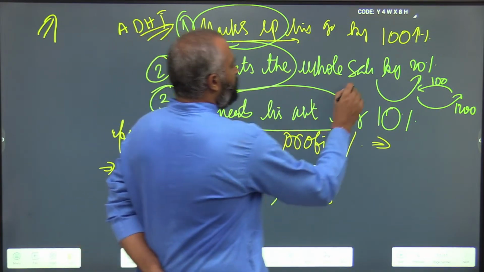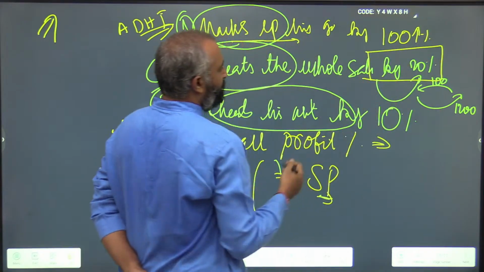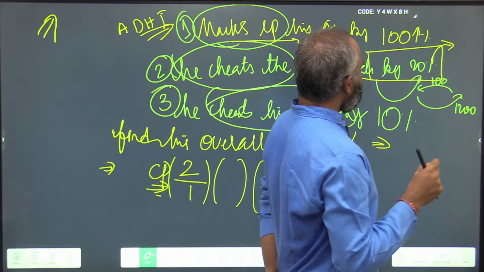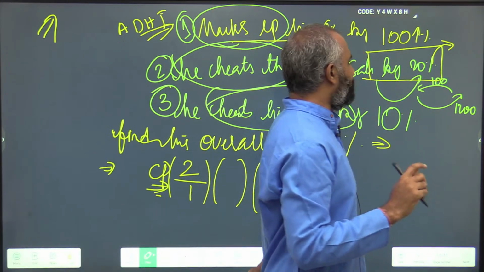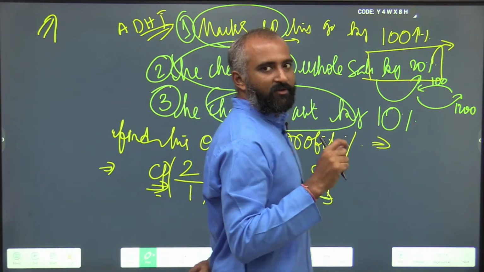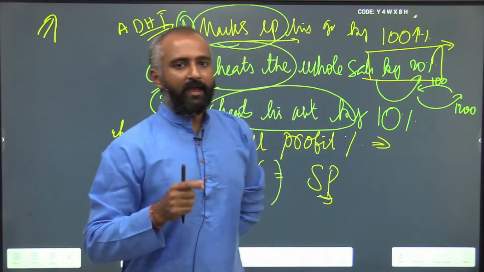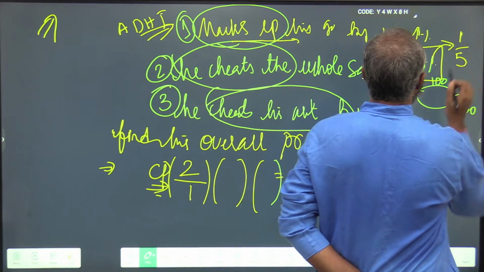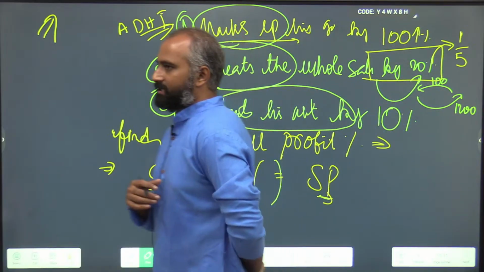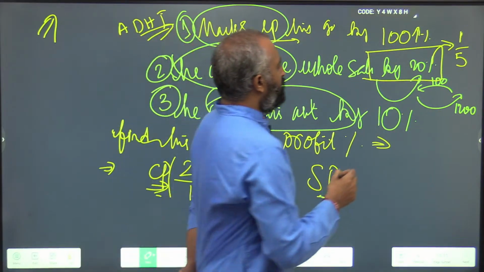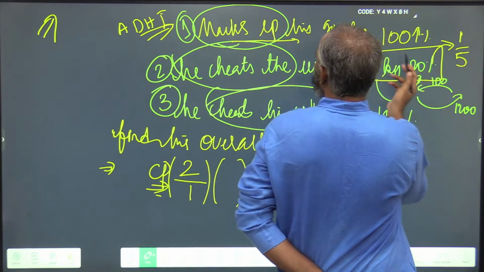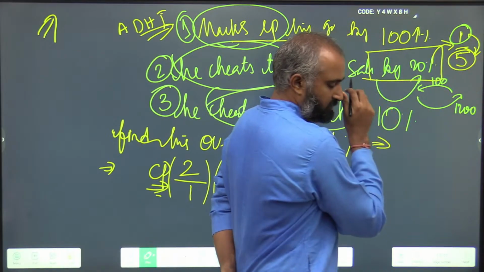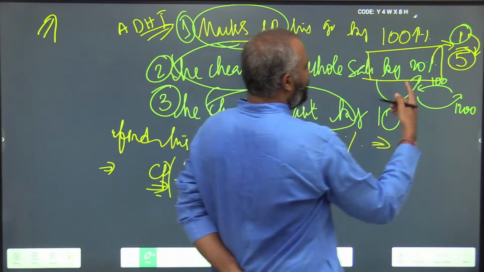Next, he cheats the wholesaler by 20%. What is 20%? I have been focusing on this from the first session itself. Always be dynamic when you deal with percentages. Convert your percentage to fraction, which is, 20% is nothing but 1 by 5. So he is cheating his wholesaler by 1 unit out of 5 units.